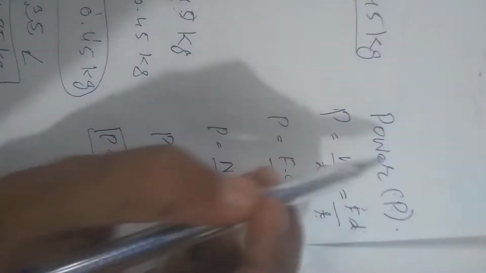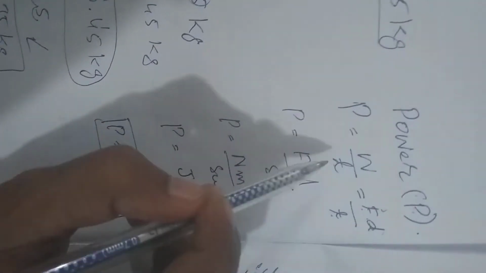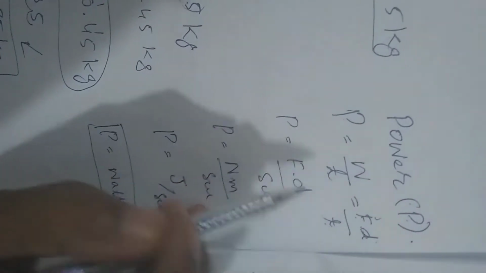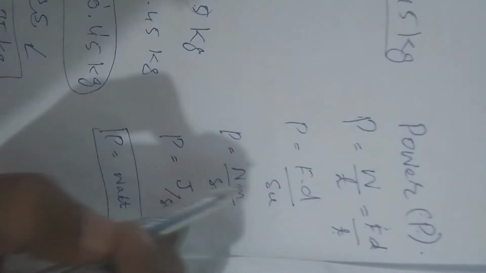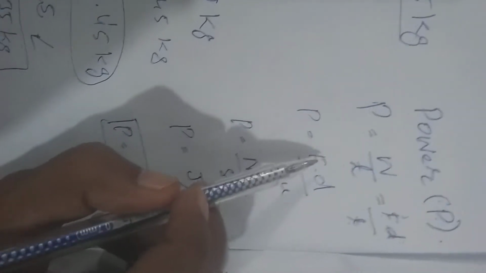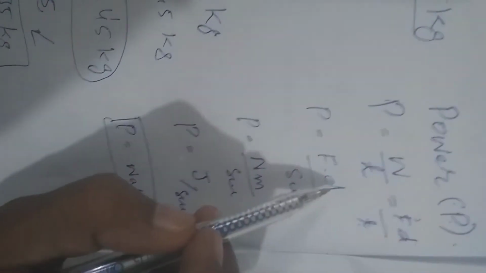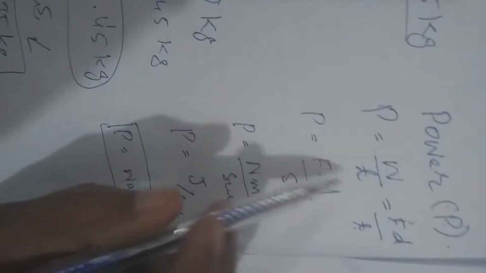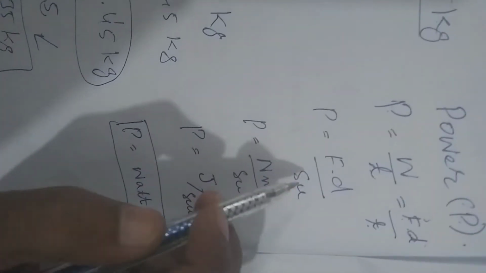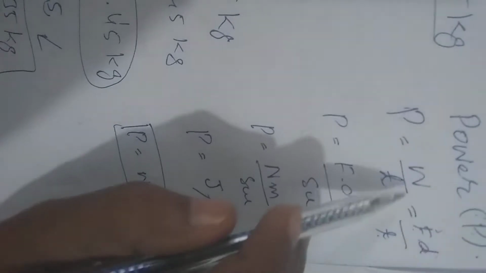So how can we derive the formula for power? P is equal to W/t. W means work done. Work is equal to F into d, force into displacement. T means time or second. The SI unit of force is Newton, the SI unit of displacement is meter, and the SI unit of time is second.